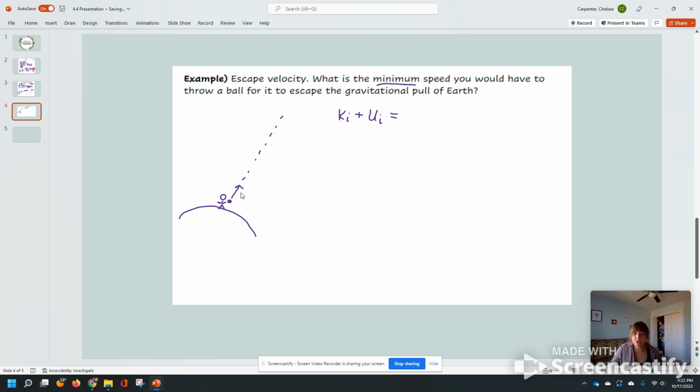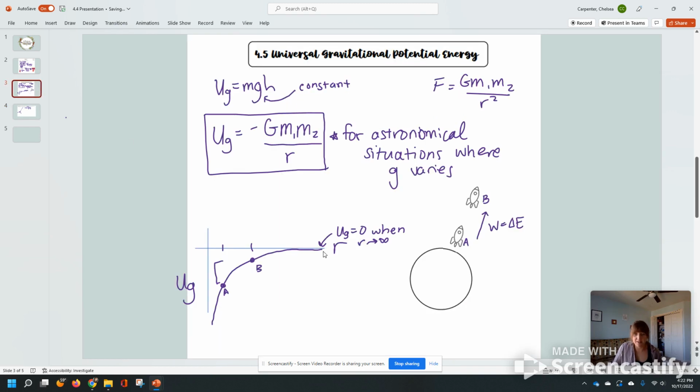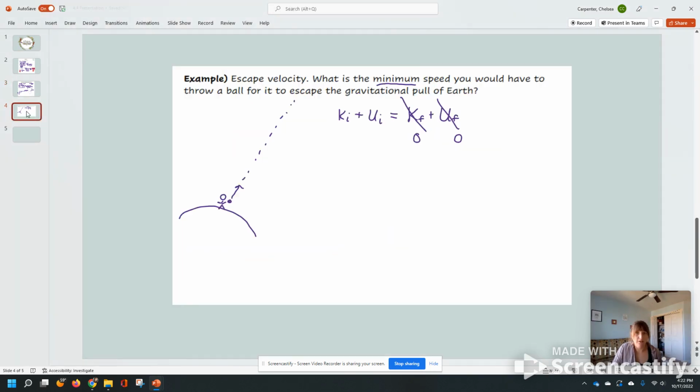So I essentially want to throw it just hard enough so that when it escapes any measurable pull of Earth, it's not moving anymore. Okay. So I'm going to have no final kinetic energy. And I'm also going to have no gravitational potential energy. I'm essentially getting far enough away that we're in this realm over here where we have no potential energy. So the ball will not fall back down to Earth. Okay. So let's set up these equations here.